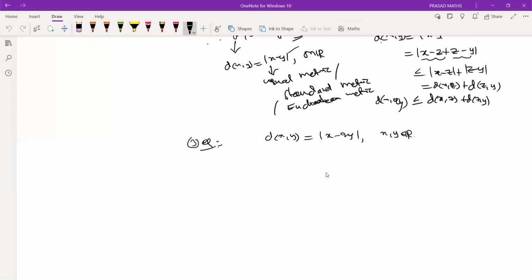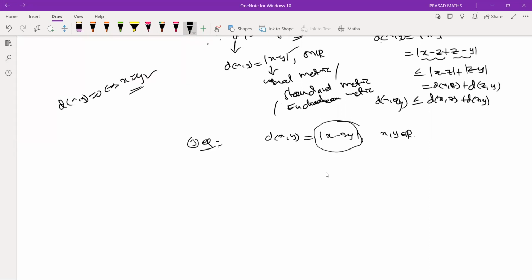The best approach: first you need to guess where the problem fails. There is no problem with non-negativity because modulus is there. Whenever modulus is there, there is no problem with non-negativity, right? The first property is automatically satisfied. The problem is with the second one: d of x comma y is 0 if and only if x equals y. This is a very important property.